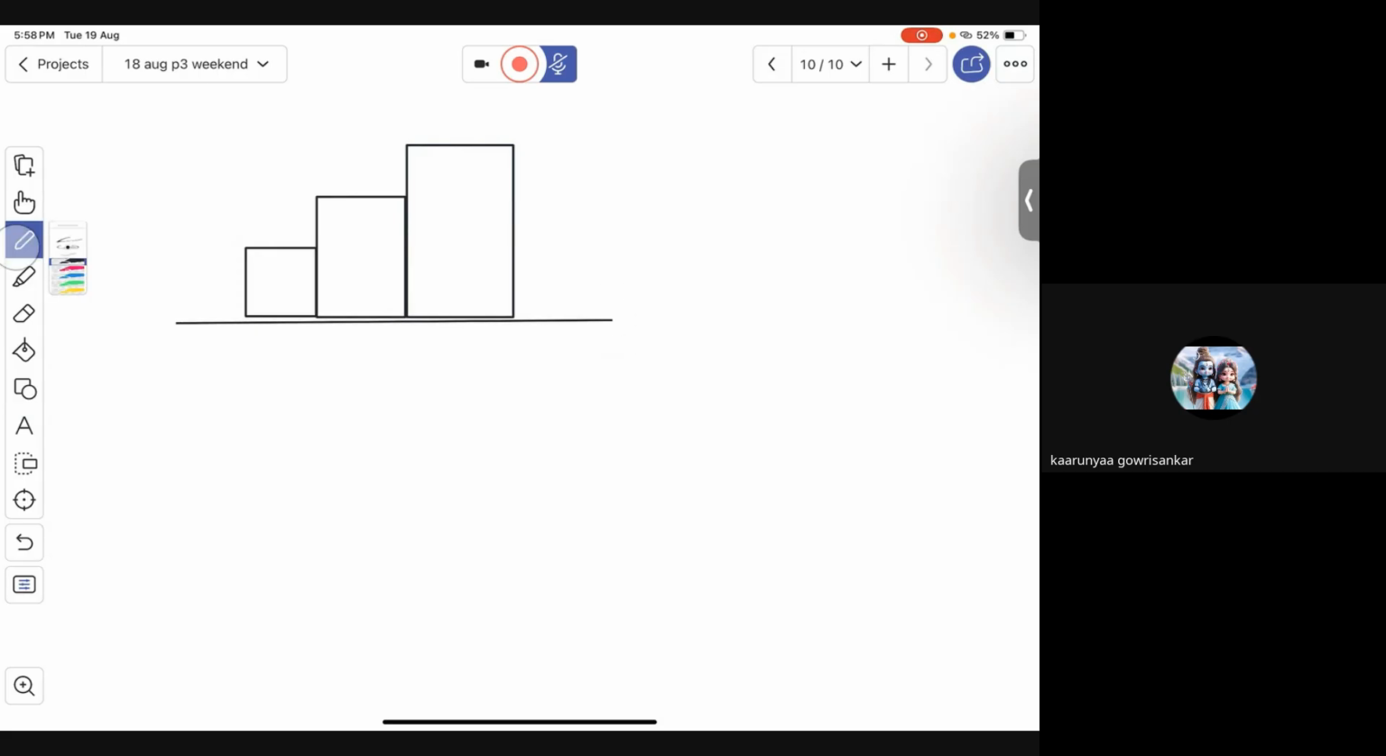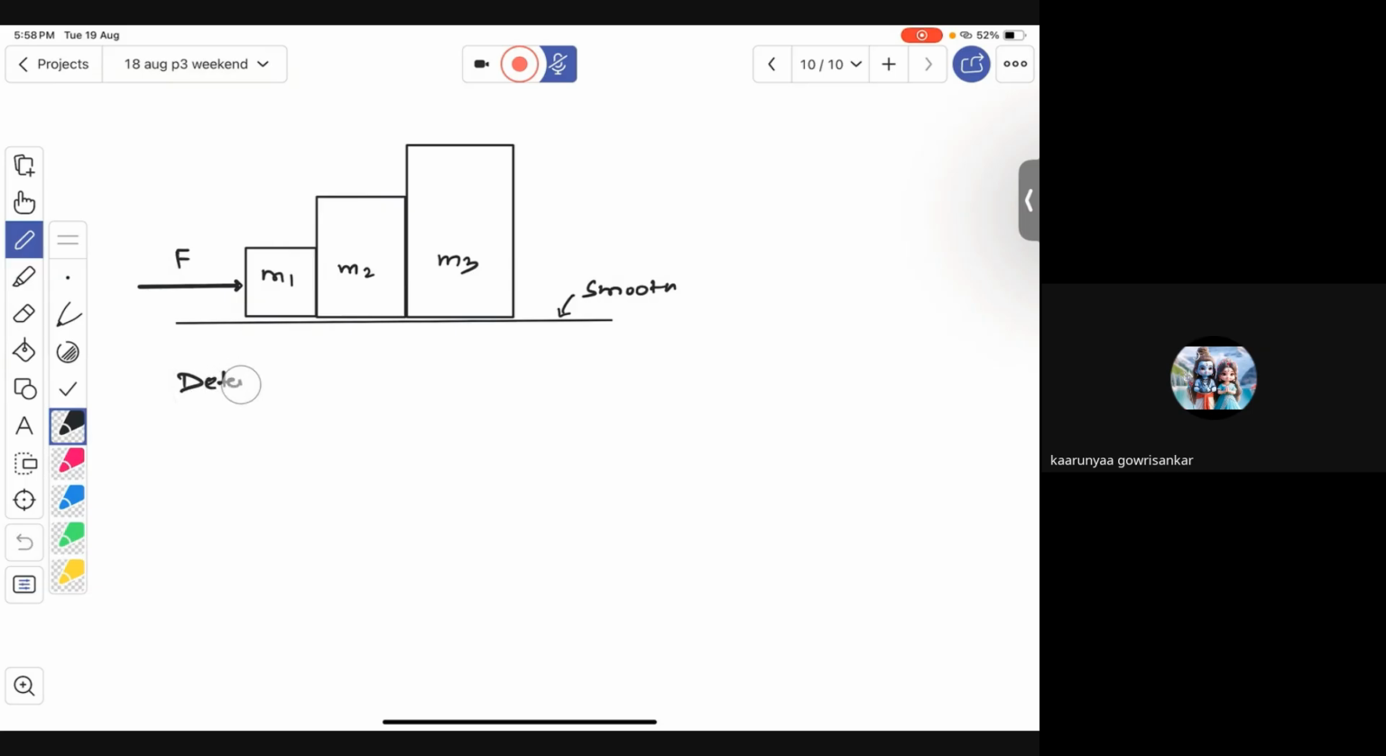We've got these three blocks M1, M2, M3 kept side by side on a smooth horizontal surface, and we are applying force on one of the blocks here, and we have to determine the normal contact force acting between each block.